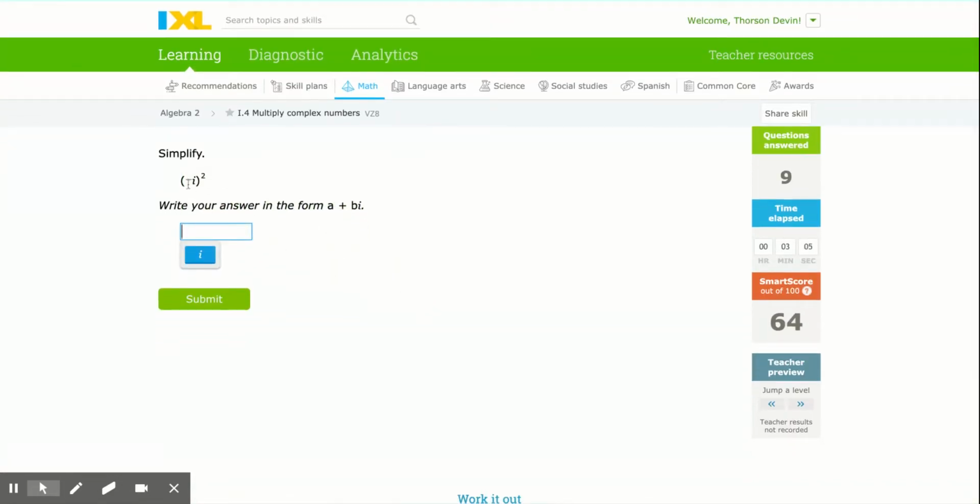Again, the negative in front of the i is being squared, so that the little 2 takes care of that minus sign, but then the i squared is a -1, which means we have a -1.